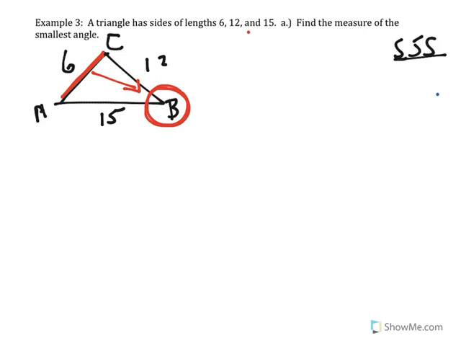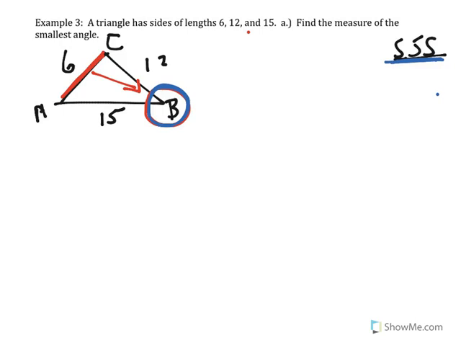So what am I going to do? I am going to use law of cosines to now find an angle. Well, this makes sense because if I have all 3 sides already, I don't need another side. I have all the sides. So I'm going to find angle B. So here's how we're going to use law of cosines.